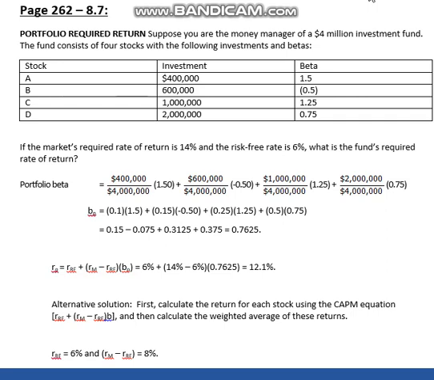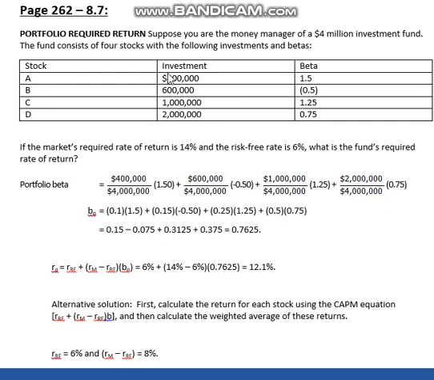Hello everyone! Today we want to solve problem 8.7, page 262. Portfolio required return. Suppose you are the money manager of a $4 million investment fund. The fund consists of 4 stocks with the following investments and betas.